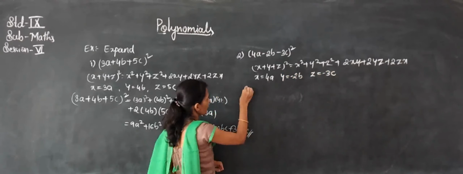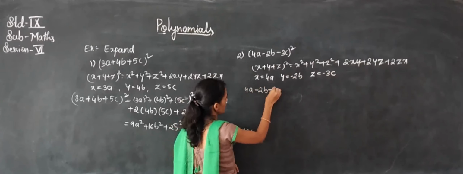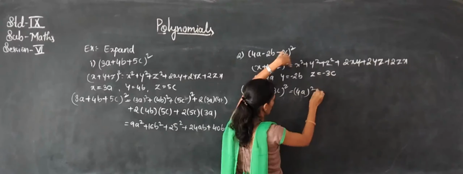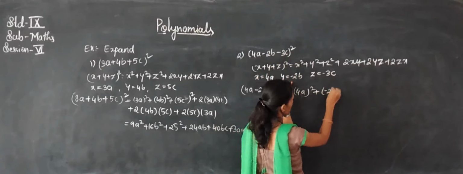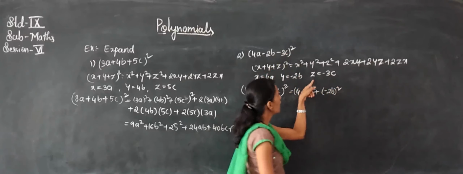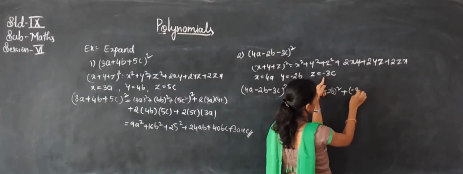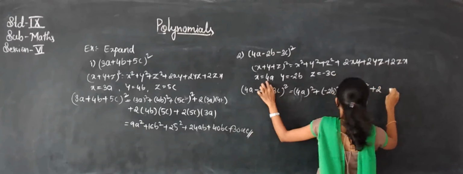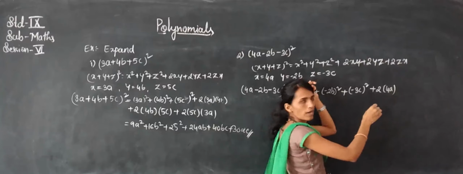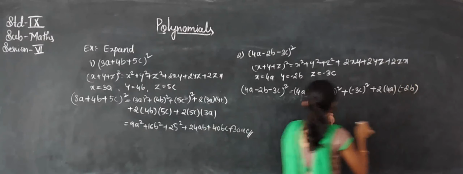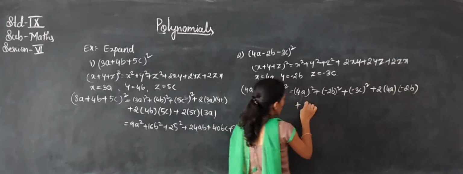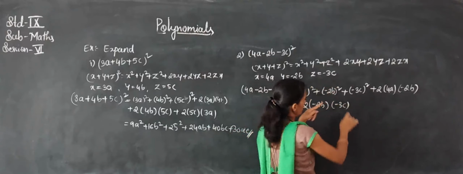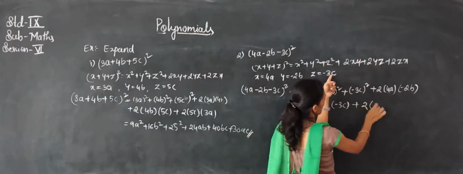Now x + y + z is 4a minus 2b minus 3c, whole squared. x² is (4a)² plus y² is (minus 2b)² plus z² is (minus 3c)² plus 2xy, 2 times x is 4a and y is minus 2b, plus 2yz, y is again minus 2b, z is minus 3c, plus 2zx, z again minus 3c, x is 4a.